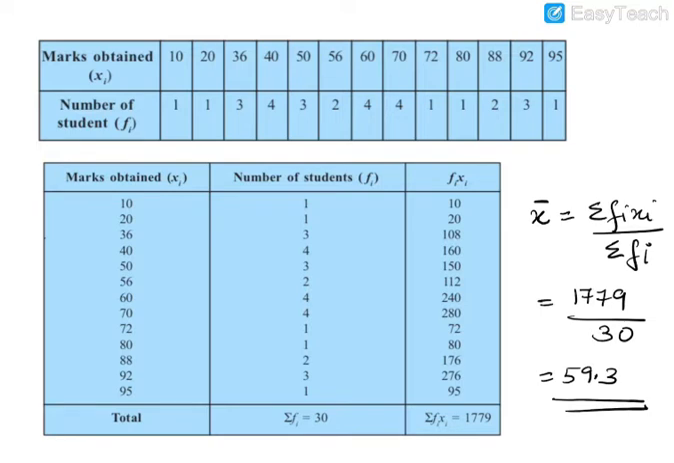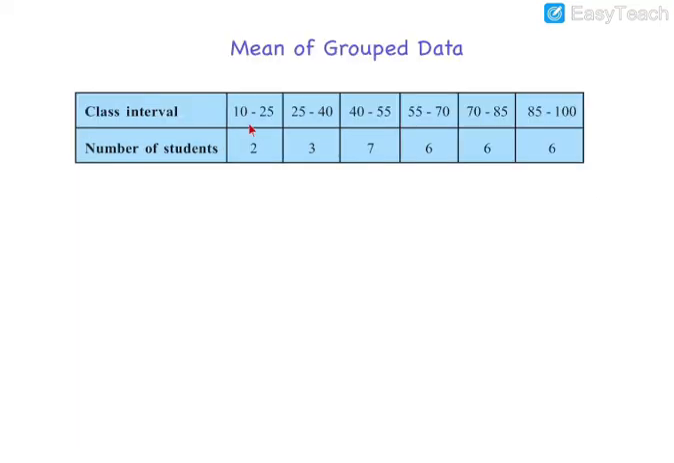So what we will do is we will divide this data of marks obtained into groups, which are called as class intervals. This is the table that represents the same data, but now this is a grouped data. So we are representing marks obtained in the form of class intervals 10 to 25, 25 to 40, 40 to 55, 55 to 70, and so on.